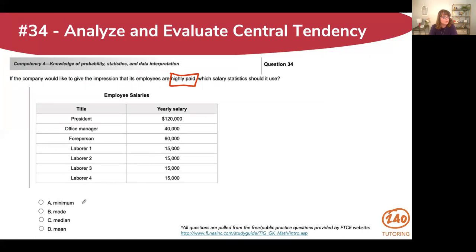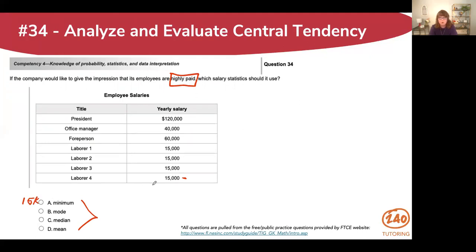And basically what we're going to do is calculate all of these things really quickly to see which one would result in the highest number. Now you can do a lot of this with some mental estimation if you're short on time, if you're near the end of the test, but you can actually do the computation. So minimum is the smallest of the values. So if we just look here, that's simply 15,000. So I'm just gonna write 15K out by that one.